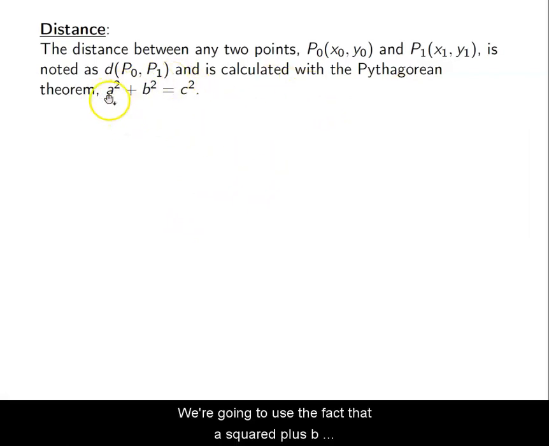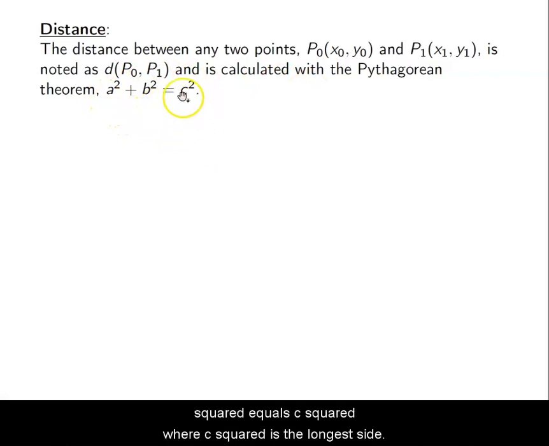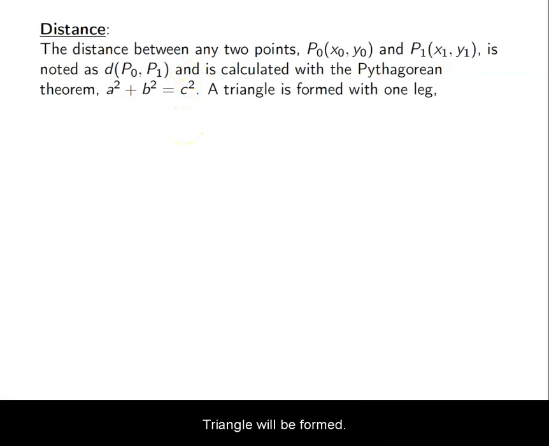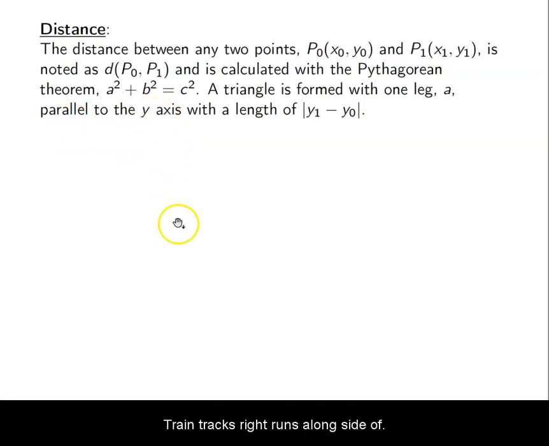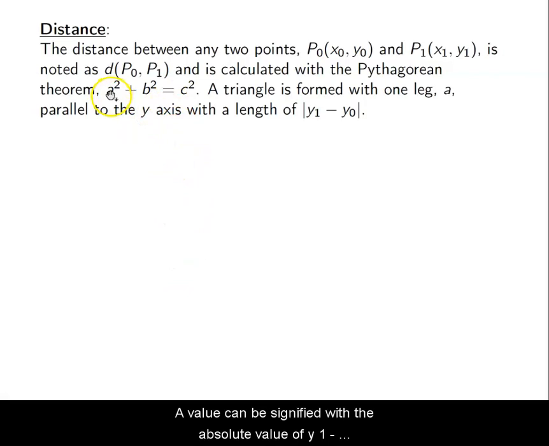So we're going to use the fact that a squared plus b squared equals c squared, where c is the longest side, okay? A triangle will be formed from these 2 points where one of those legs, which we'll call a, which we're interested in squaring, is going to be parallel to the y-axis. So again, parallel means train tracks, right? Runs alongside of it. And the a value can be signified with the absolute value of y1 minus y0.